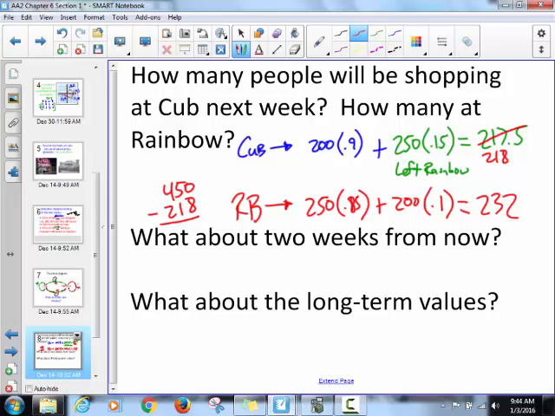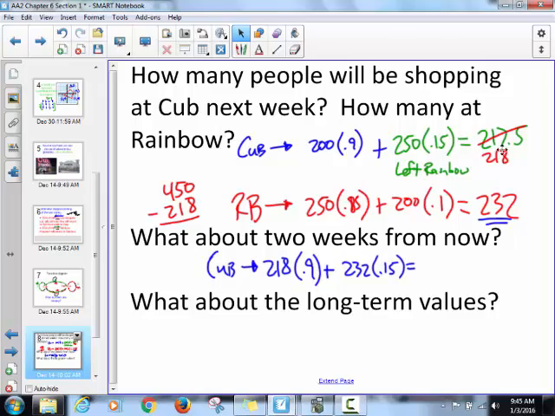What about 2 weeks from now? Well, now I'd have to do the same thing, except I'm going to use my new information. So I'm going to do Cub again here. Now there's 218 shoppers and 90% are returning, plus 15% are coming over from Rainbow. Well, what's my new Rainbow total? 232. So 232 plus I'm gaining 15% of those. And I'd have to go ahead and calculate that again.